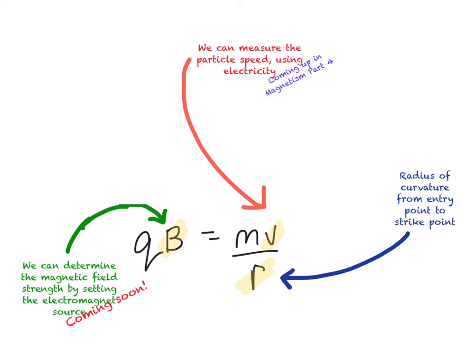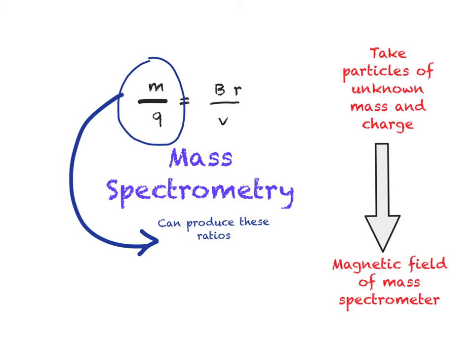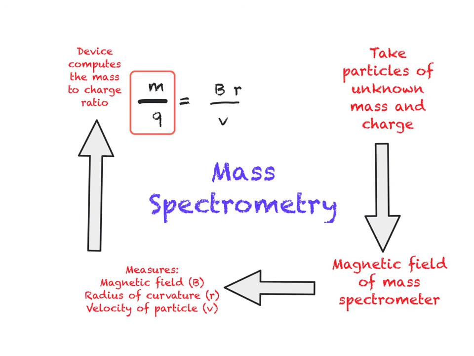Now you can see what's left is a mass and a charge. So if I move some things around here, I get a mass to charge ratio, which is equal to BR over v. Mass spectrometry actually does this kind of measurement. It's an analytical technique that measures the mass-to-charge ratio of ions. So basically what we can do is shoot ions, or unknown charged and massed particles, into this magnetic field, and then by getting measurements of B, R, and v, we can know the mass-to-charge ratio of the particle that entered.